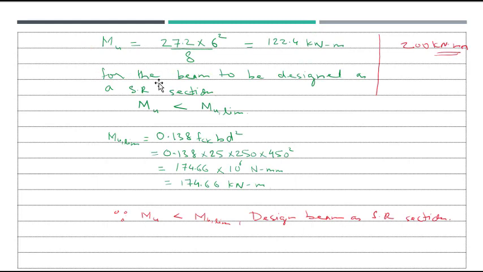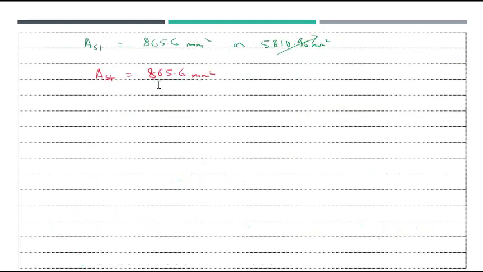So my steel, AST, will be 865.6 millimeter square. Now this steel is lying between minimum and maximum steel. So I can provide this amount of reinforcement in order to get a capacity of the beam as 122.4 kilonewton meter moment. Now this reinforcement has to be arranged in the tension side of the beam.